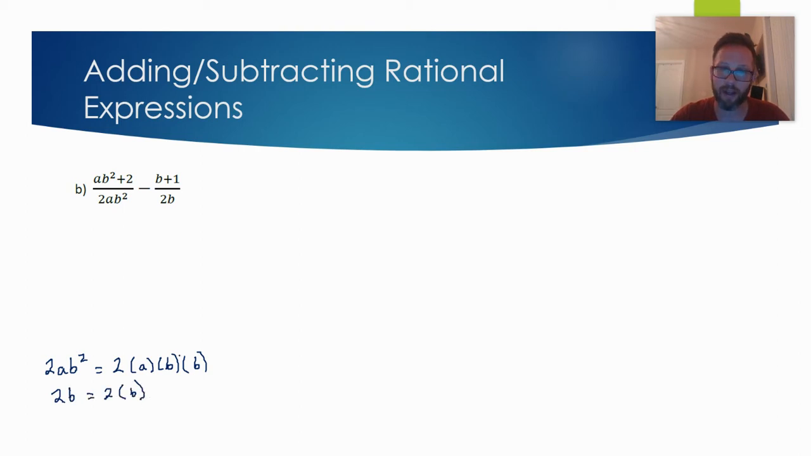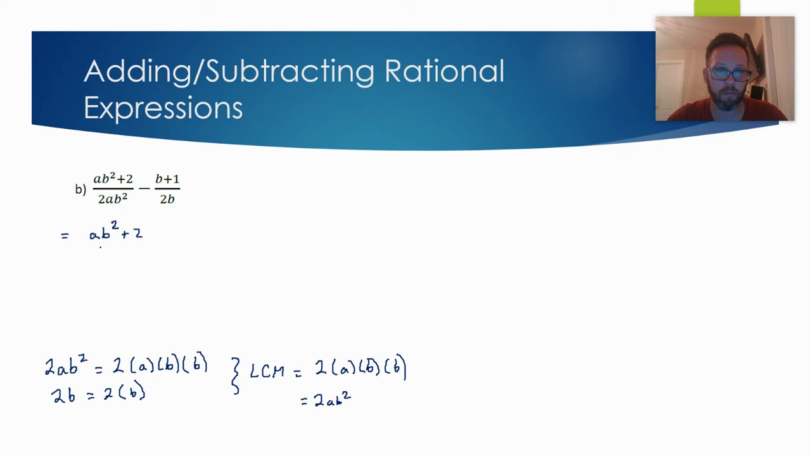So do I have to give anything to the 2ab squared to make it look like the 2b? No, it's already got the 2 and the b, right? So that's good. So all I need to do is give the 2b an a and another b, in order to have a lowest common multiple. So here my lowest common multiple would be 2 times a times b times b, or just the 2ab squared. So my first term is okay.